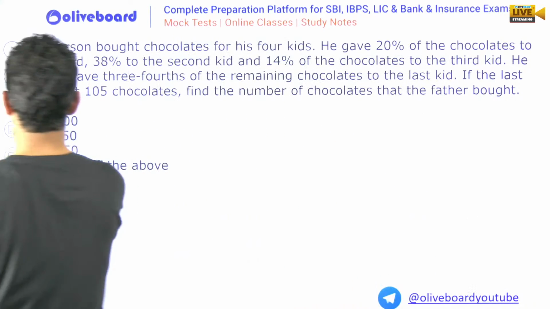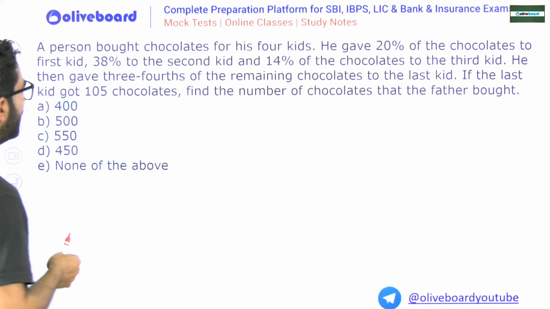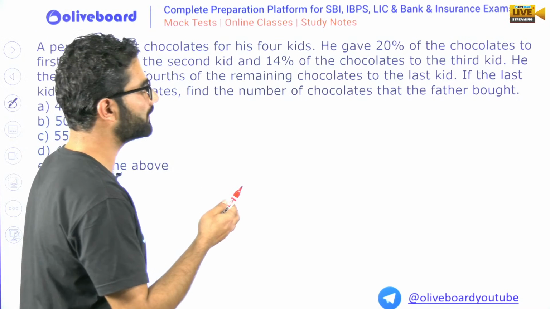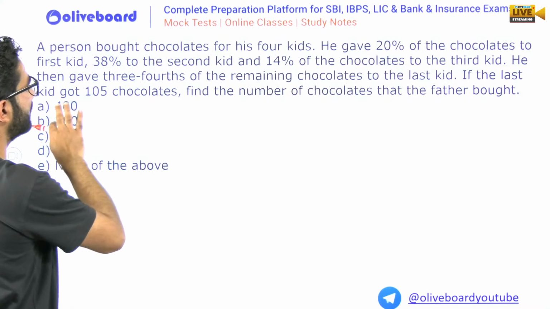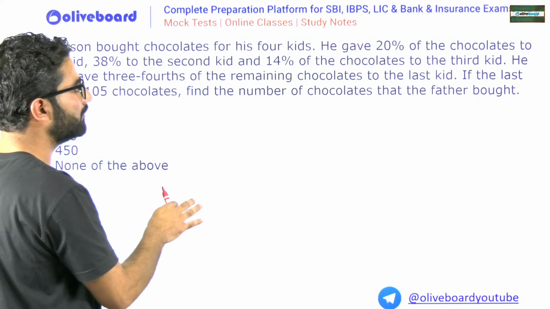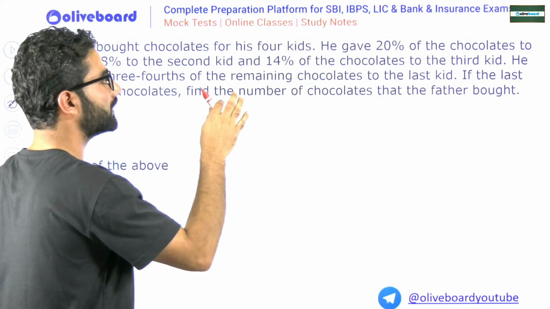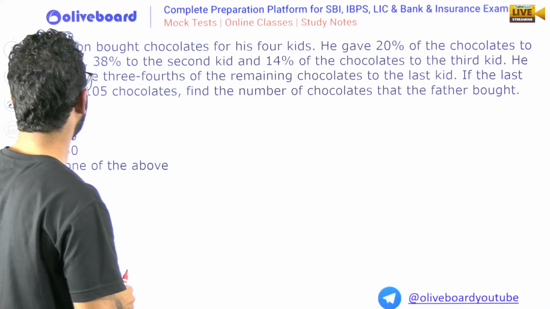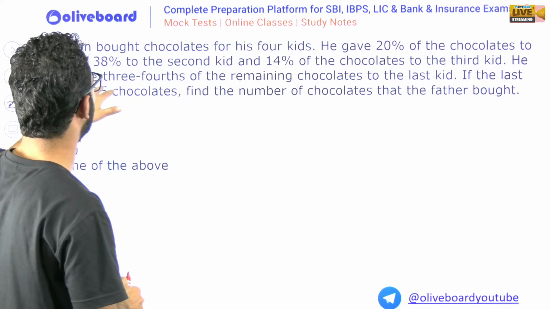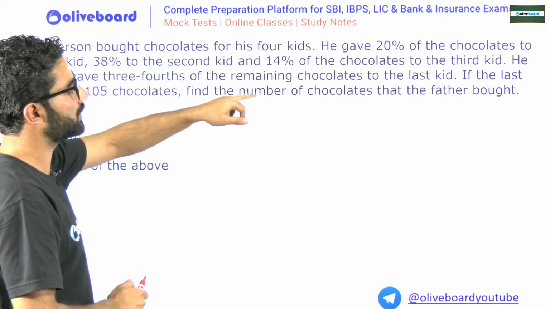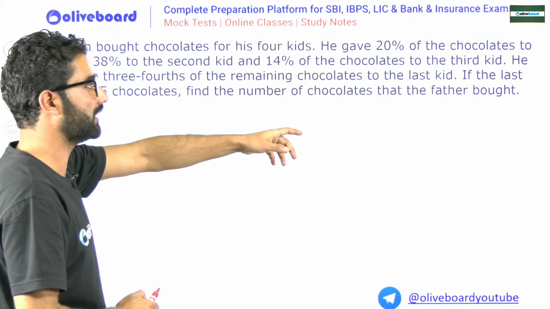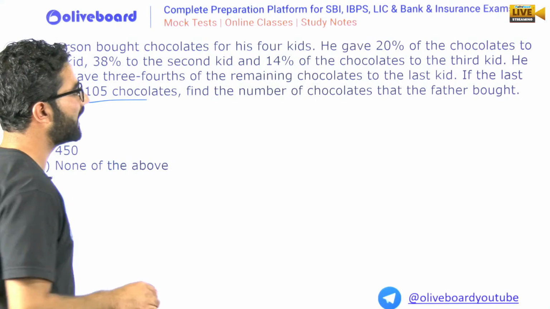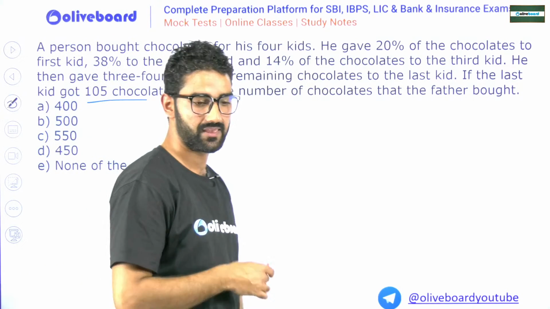I'm just solving this. A person bought some chocolates for his 4 kids. He gave 20% of the chocolate to the first kid, 30% to the second kid, and 14% of the chocolate to the third kid. The data is given for 3 kids. He then gave 3/4 of the remaining chocolate to the last kid, the 4th kid. If the kid got 105 chocolates, find the number of chocolates that the father bought.